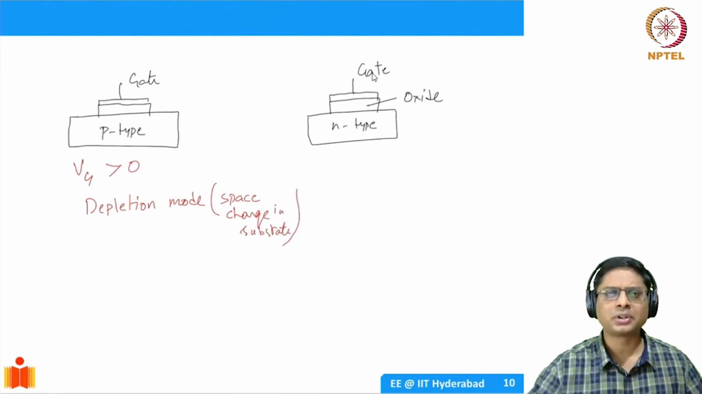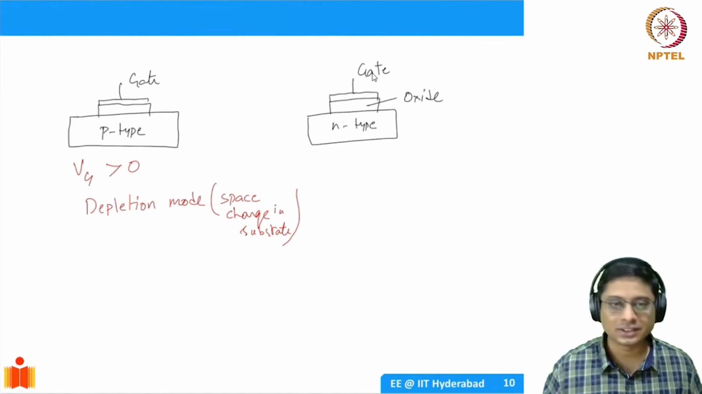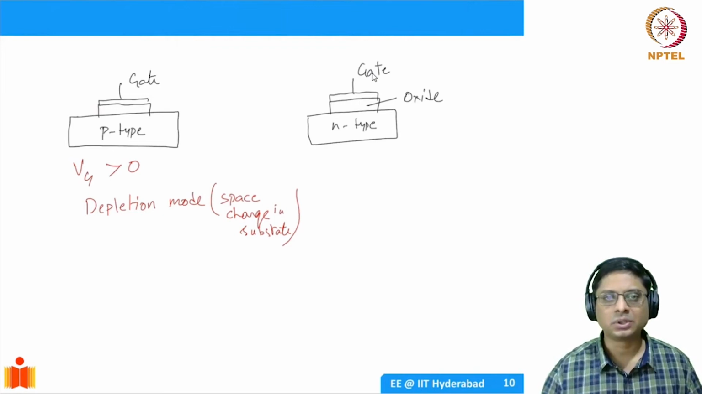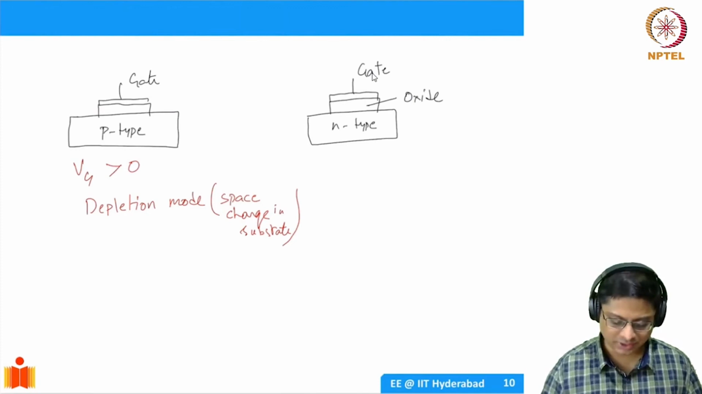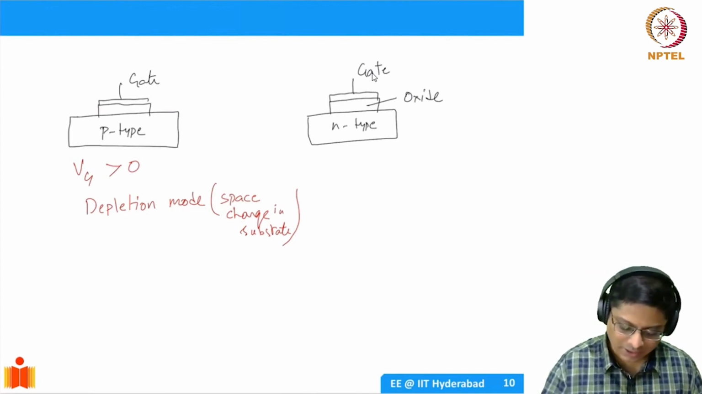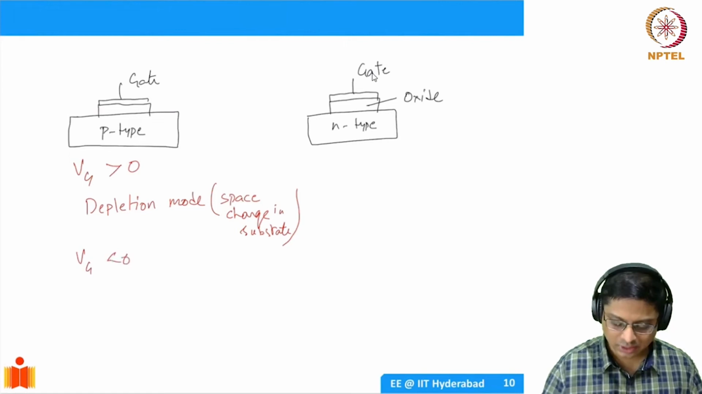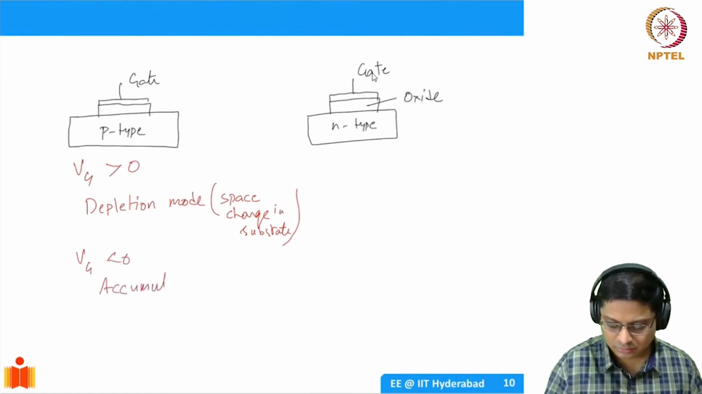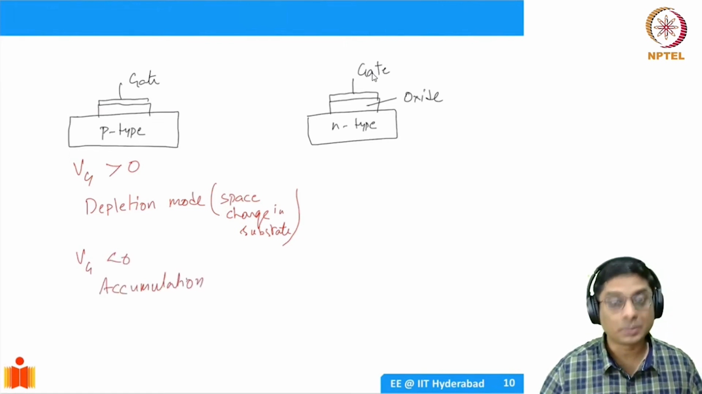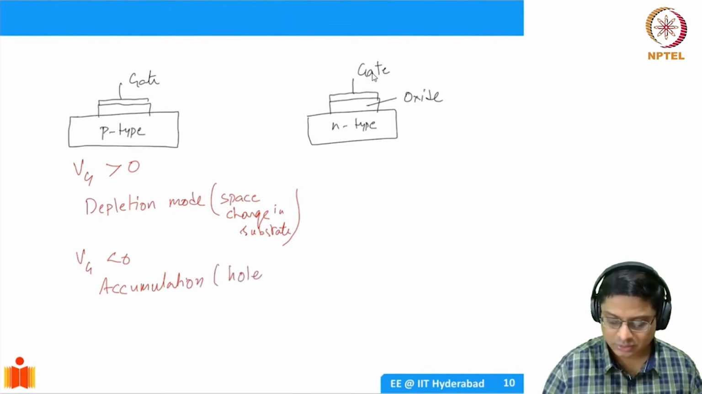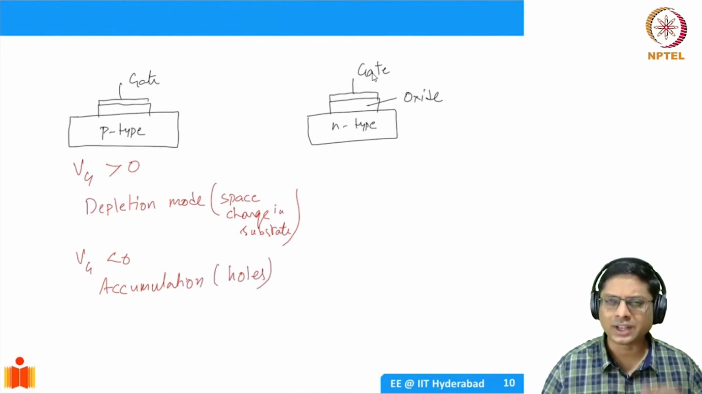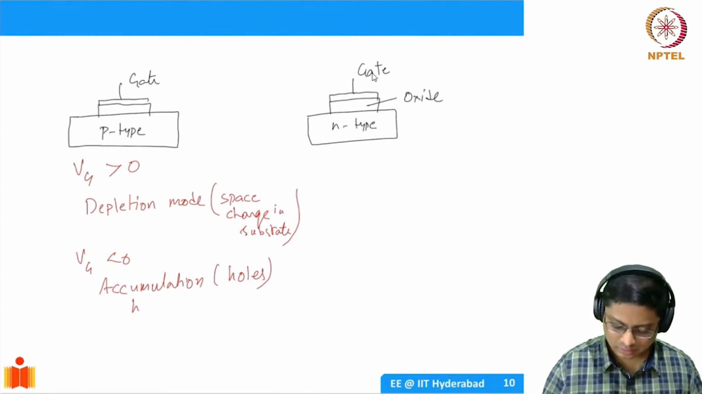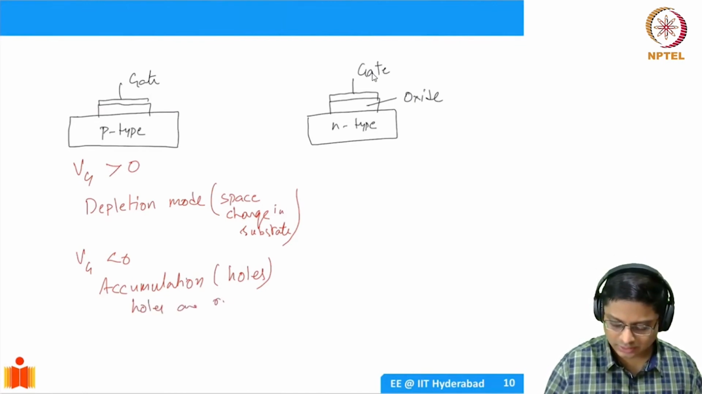Okay, so this is distributed over a certain distance. We are depleting the semiconductor, p-type semiconductor, and so there will be a uniform doping, let's assume. Then it will have a charge profile which is distributed in the p-type semiconductor. And if you apply Vg less than 0, you have accumulation of the majority carriers, which are in this case holes. Okay, and these are located right under the interface. The holes are right under the interface.